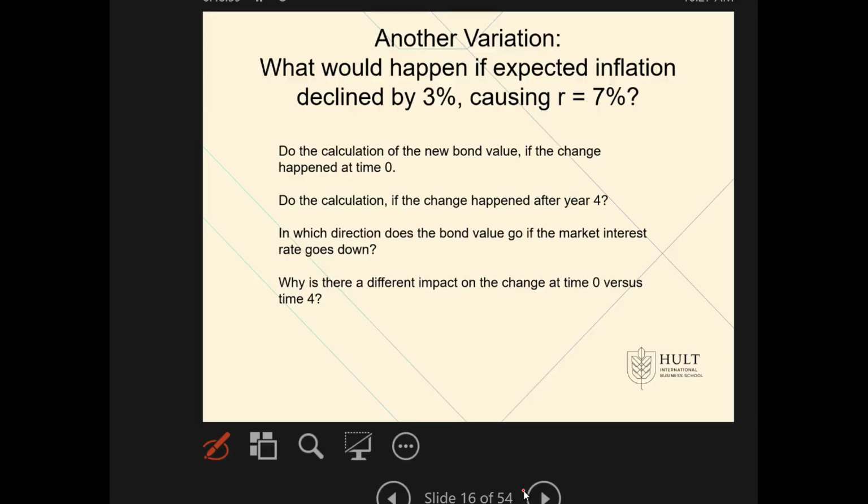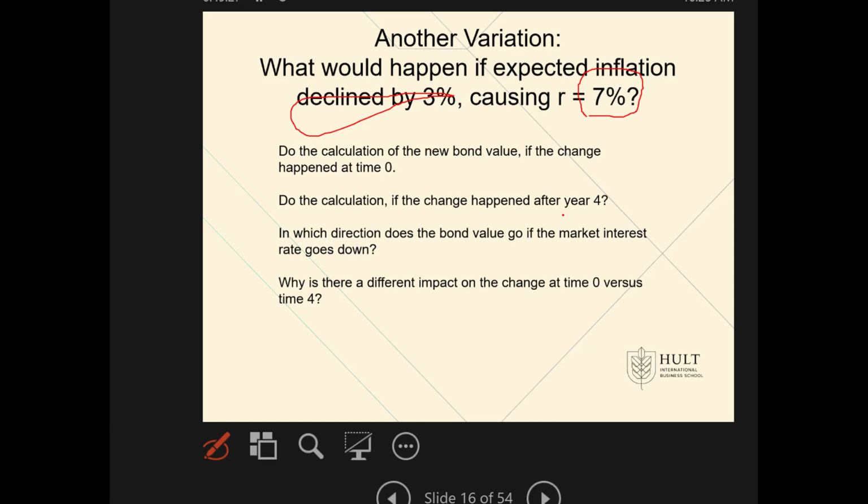Do the opposite case. So that first variation is what occurs when the interest rate in the marketplace goes up. But of course, it can go the other way as well. In this case, we're going with the decline. What happens when it goes down by 3%? So now instead of 10%, we're at 7. And just for the sake of continuity or consistency, we're going to do exactly the same scenario.